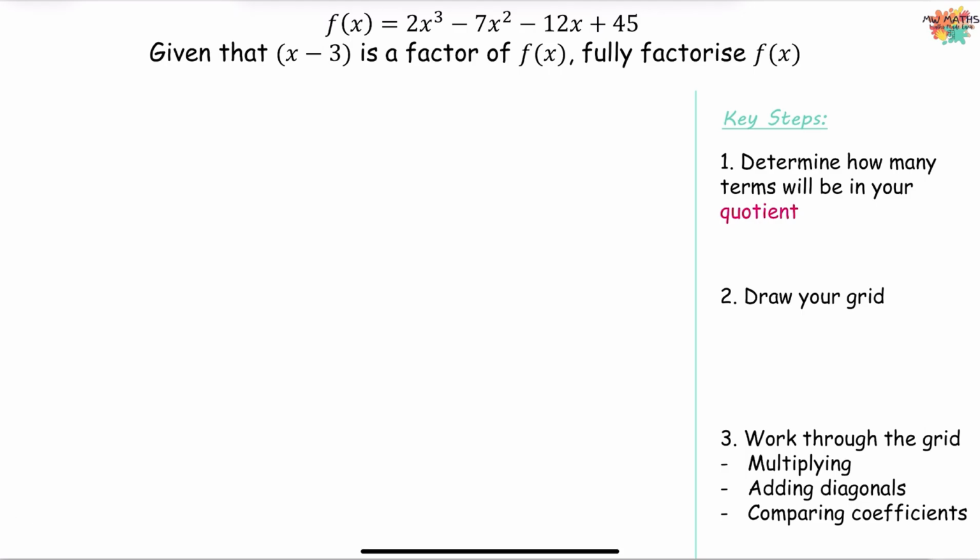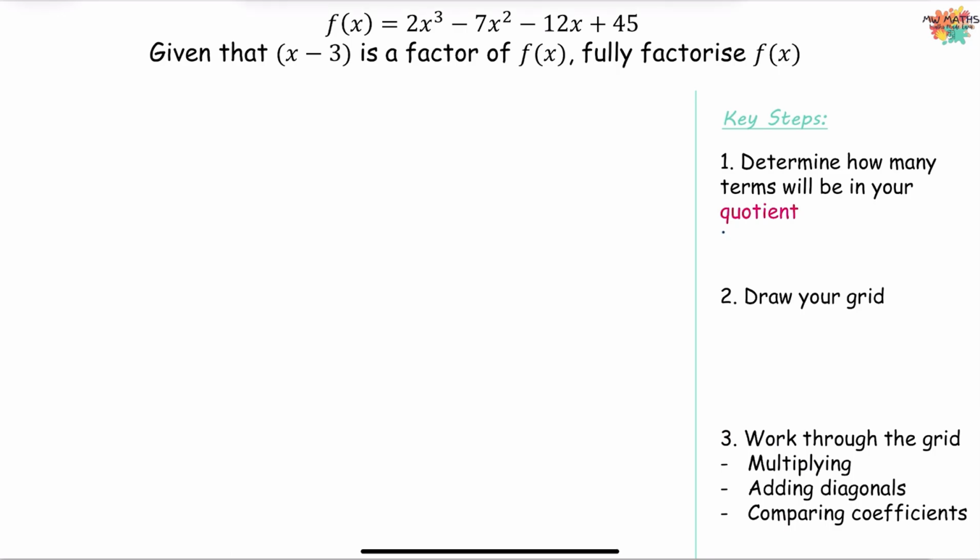Step one is to draw your grid. And in order to do this, you need to determine how many rows and columns you need. So I know I'm dividing a cubic. I'm dividing it by a linear. Now, a linear has two terms. That's going to tell me, okay, it's a 2 by something grid that I'm doing.